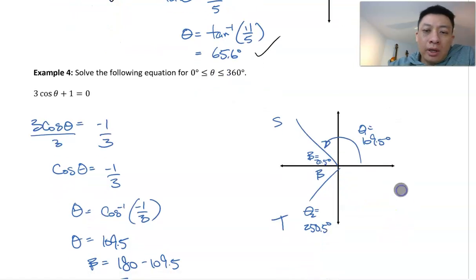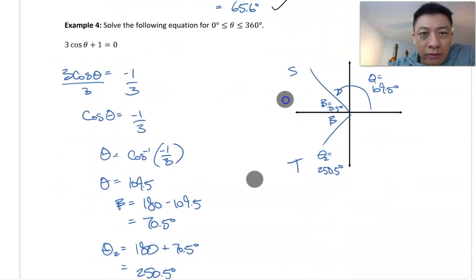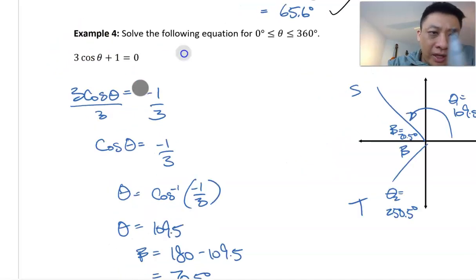Last one. Yeah, it says solve the following for theta. Solve the following equation for 0 is less than or equal to theta is less than or equal to 360, meaning theta is in between 0 and 360, including 0 and 360. So, all right, 3 cos theta plus 1.